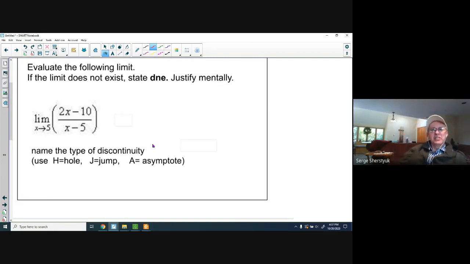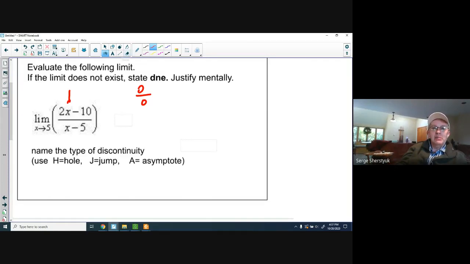Okay. All right. Easy enough. So immediately you plug in. There's a problem in the denominator, right? It's a 0. And in fact, if you plug in 5 in here, what's going to happen? Well, it's going to be 10 minus 10, and so this is 0 over 0. So what do you know immediately? Indeterminate form.